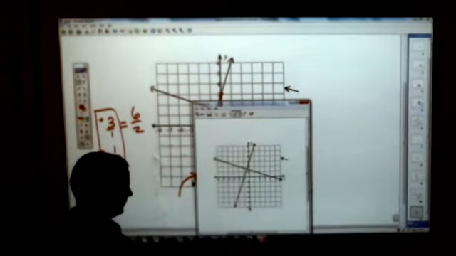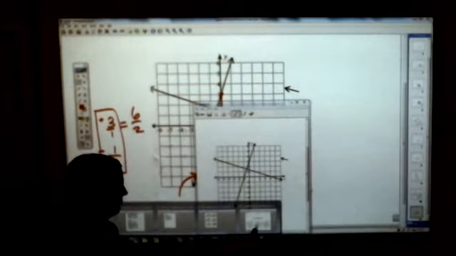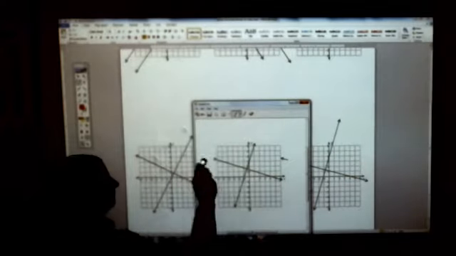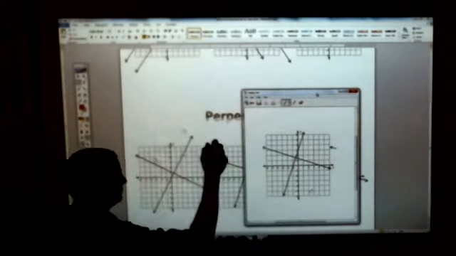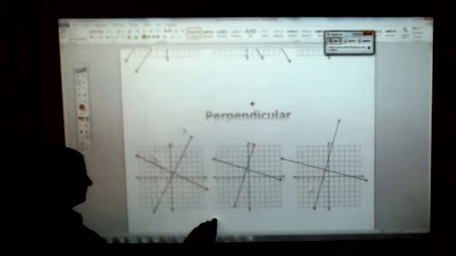Oh wait, where'd it go? Let's do another one, because I don't think you made the connection just yet, did you? Yeah, there's no opposite.